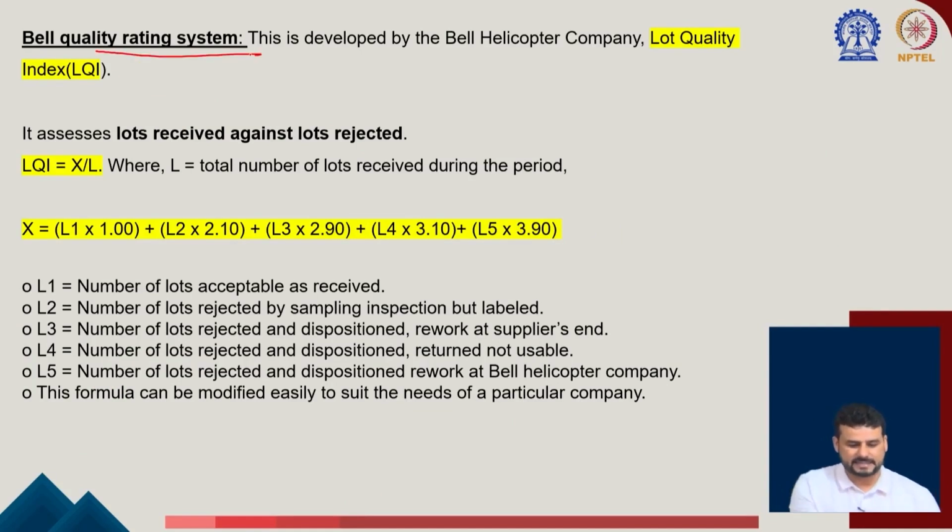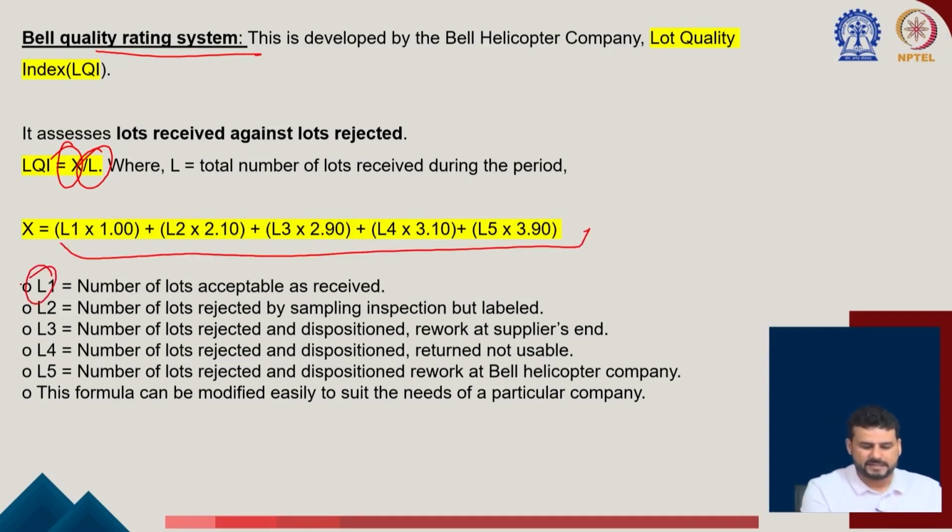Well, the quality rating system: this is how many lots you received and how many were rejected, right? Based on that ratio you define the lot quality index. What is the lot quality index? It is how you prioritize different scenarios. Let's say L1 is lot 1, you accepted it as it is, no rejection.